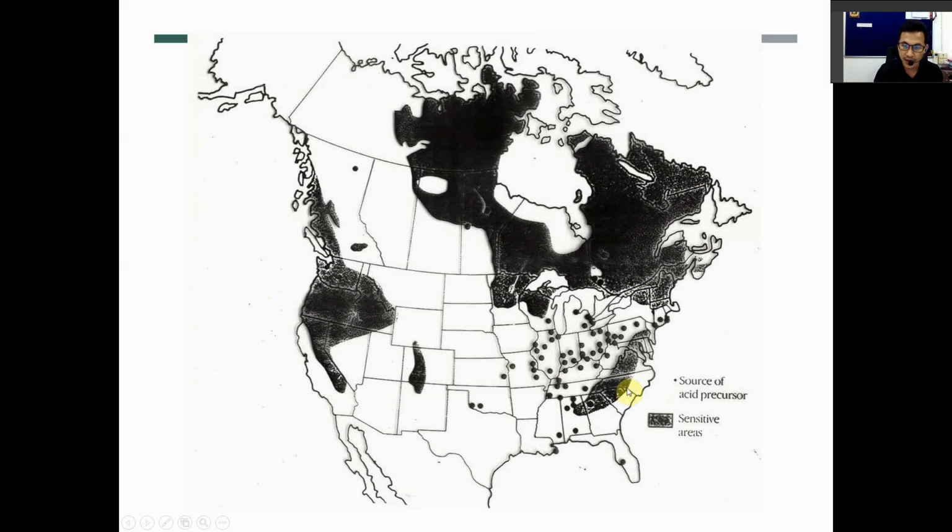And here, the little dots are the acid precursor sources. And this whole area is really sensitive and gets the impact from the acid precursors. This is the North American continent.